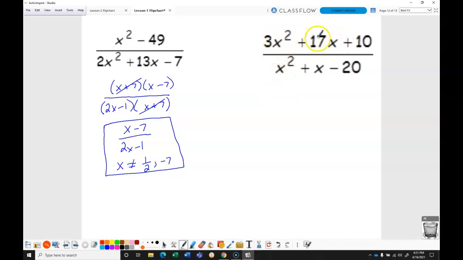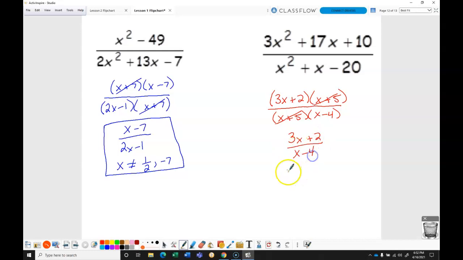The top of this one, that's another one that's going to be a little bit harder to factor because it has a leading coefficient of 3. Okay, so when you do factor it, you should get 3x plus 2 and x plus 5 in the top. And in the bottom, you should be getting x plus 5 and x minus 4. And that lets us get the x plus 5s out of there to simplify to 3x plus 2 over x minus 4. And we'll list our restrictions as negative 5 and positive 4.